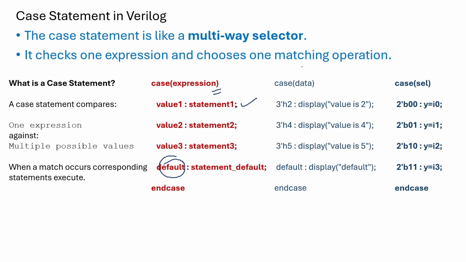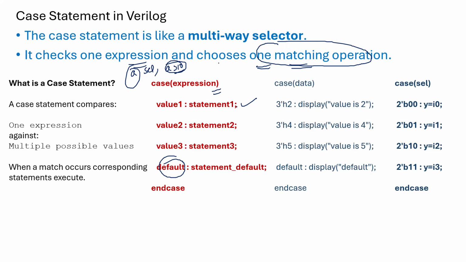Here also it is the same. It checks the expression, whatever expression you have, some value you are giving, or a select signal, or some condition you are giving, like a greater than 10. Based on that, it will check the expression. And not only a single value, you can take multiple values. Among those, one matching value will appear. Clear? One matching value will appear.